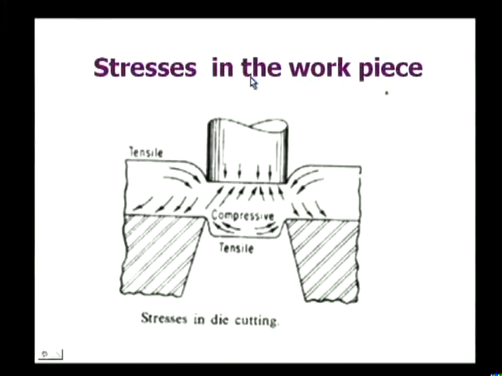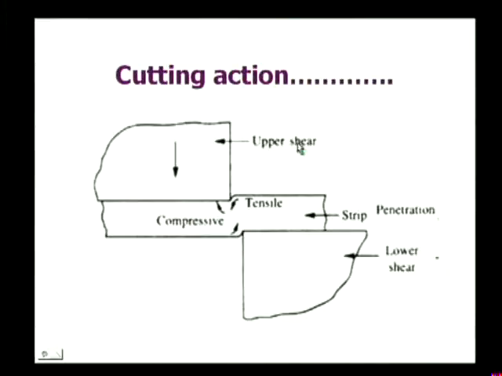So, as the punch is moving downwards or penetrating, this is how the stresses are developed. Here this portion is subject to tensile stress, whereas this portion is subjected to compressive stress. In fact, the stress that is responsible for the failure of the metal is only the shear stress. Cutting action can also be observed from this diagram.